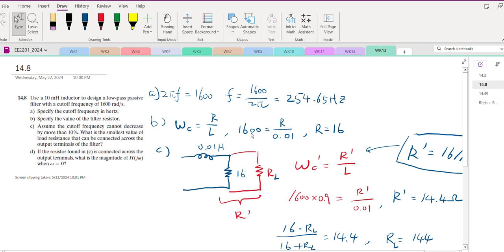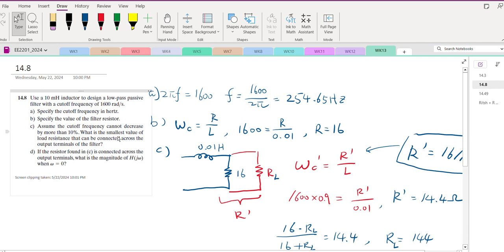And omega c, this R is unknown and L is known. So R is 16. All right. And assume the blue one is the filter we just designed, 16, and that's the inductor. And assume that the cutoff frequency cannot decrease by more than 10%. So it can be 0.9 of the original frequency. Cannot be lower than that.